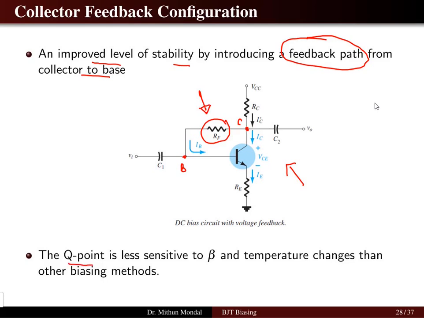The Q point will be less sensitive to the variation of beta and temperature changes than other biasing methods. So compared to the previous biasing methods like the fixed bias, emitter bias or voltage divider bias, the collector feedback configuration is less sensitive to beta variation because of this feedback resistor which is connected between the collector and base.